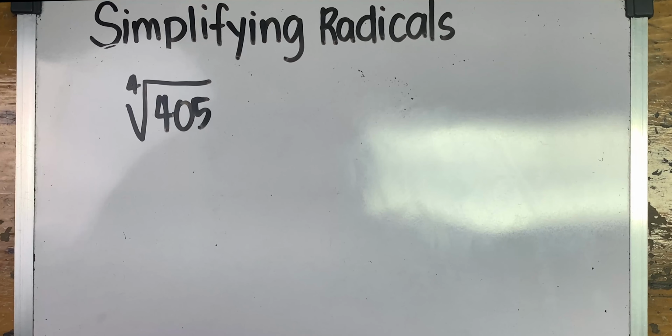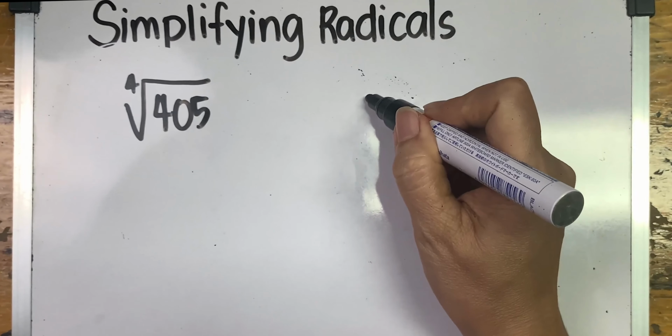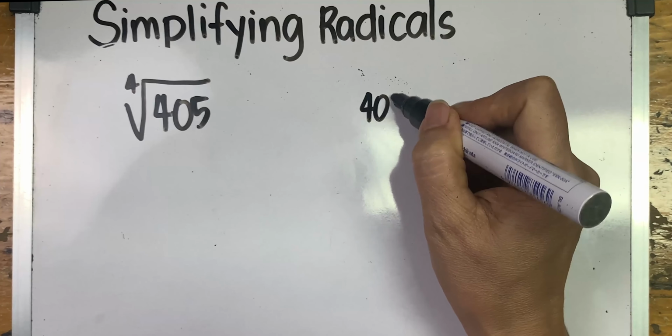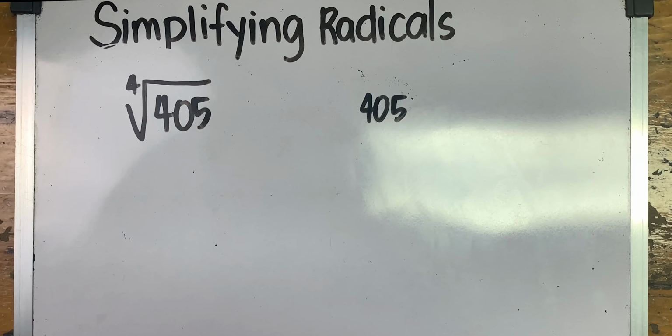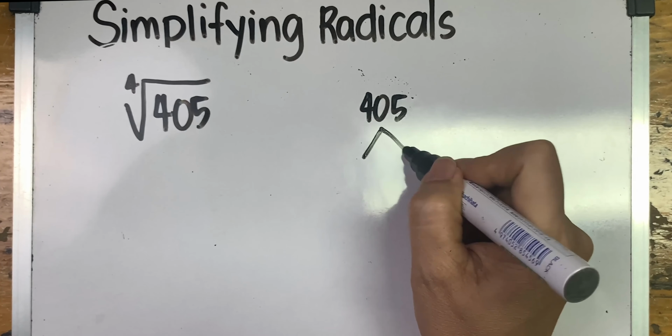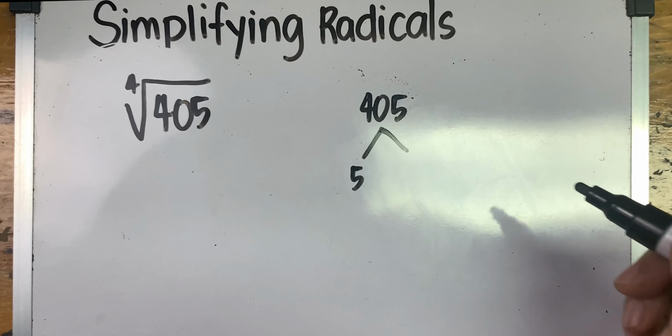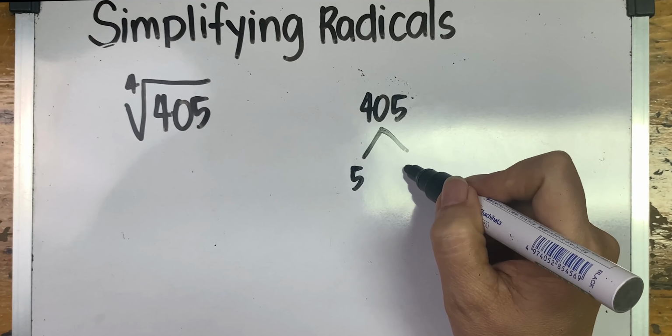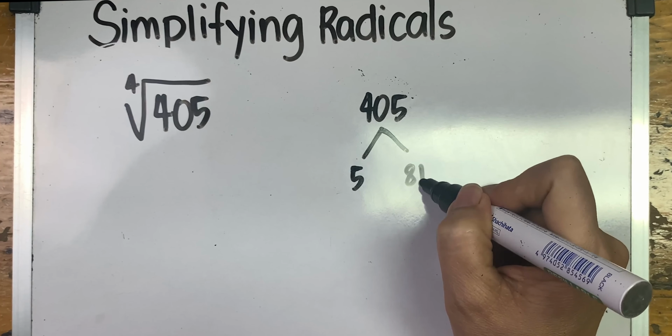We need to simplify the fourth root of 405. So, kunin natin yung prime factors ng 405. Since this is divisible by 5, so divide natin siya by 5. So, this will give us 81.